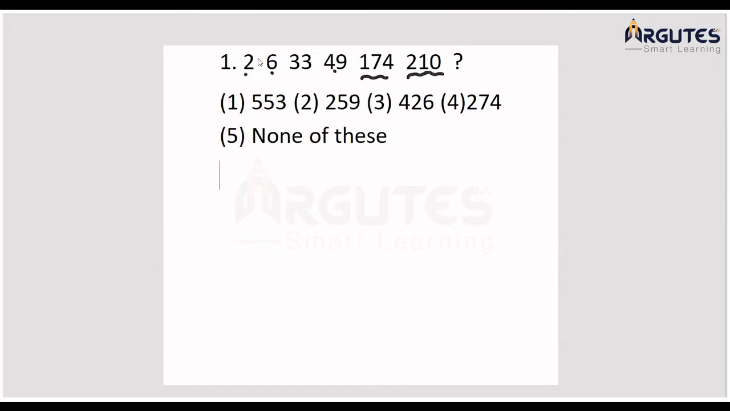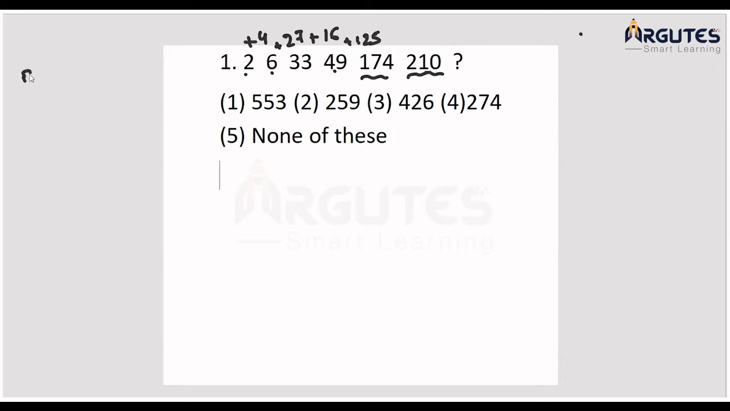Now we look at the series, which is in increasing order, so we come to know that something must be getting added. Now start from the very beginning. How will you reach 6 from 2? You will add 4 here. How will you reach 33 from 6? You will add 27. Then how to reach 49 from 33? You will add 16. Then how to reach 174 from 49? You will add 125.